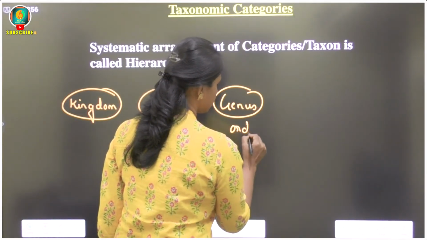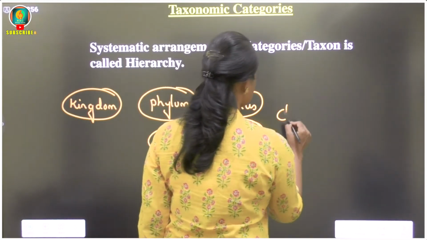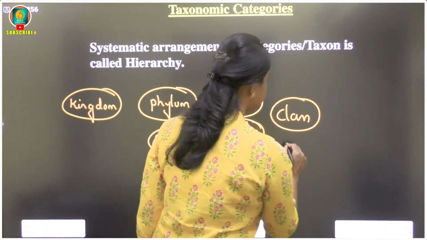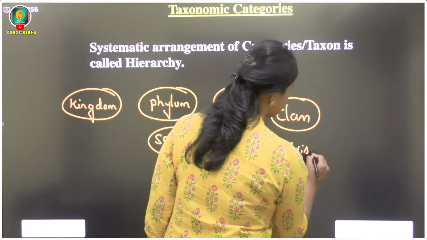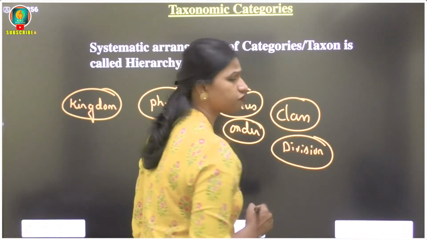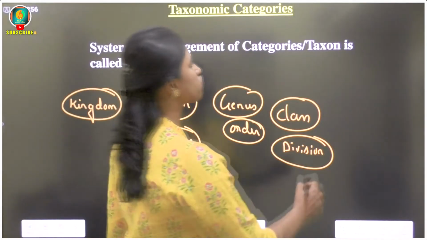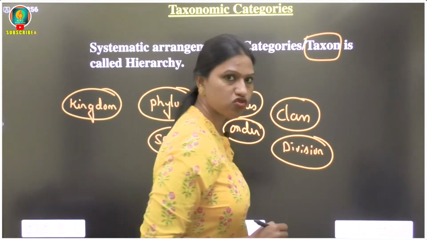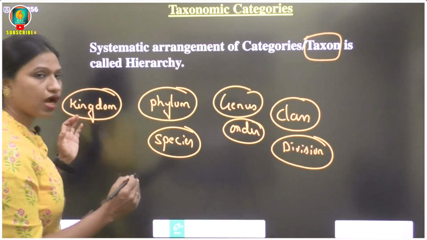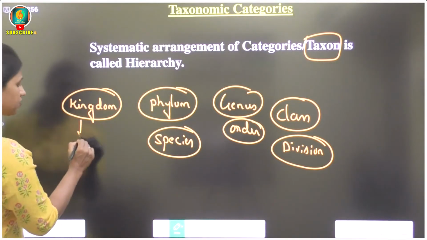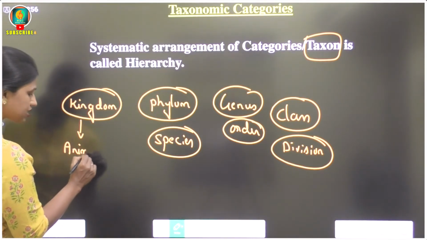Order is a category. Class is a category. Division is a category. So like that, we have given a different name for these categories. So this category itself, we call it as what? A taxon. If I say an organism which belongs to the kingdom called Animalia, Animalia is a taxon.